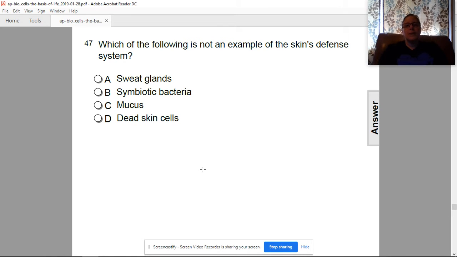So, which of the following is not an example of a skin defense? Sweat glands, symbiotic bacteria, mucus, or dead skin cells?